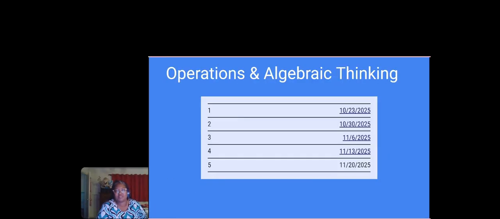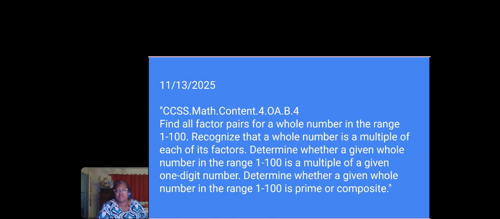Our objective for today, at least the overall objective, is operations and algebraic thinking. Now let's look at the day's objective. Find all factor pairs for a whole number in the range of 1 to 100. Recognize that a whole number is a multiple of each of its factors. Determine whether a given whole number in the range 1 to 100 is a multiple of a given one-digit number. Determine whether a given whole number in the range 1 to 100 is prime or composite.